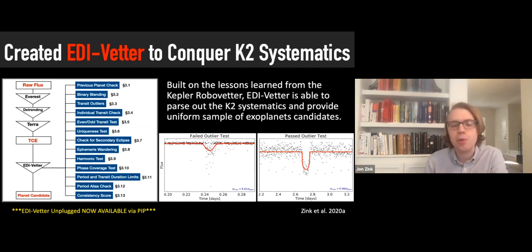Kepler had the RoboVetter, and we used a lot of the techniques from the RoboVetter, but we added a few new features specific to K2 that enabled us to fully automate. Remember at the beginning, I talked about automation being key for us to be able to test our sample and understand the underlying biases. So I built this framework, this pipeline, with the Eddie Vedder aspect attached on the end that tells us whether it's a planet candidate or not.